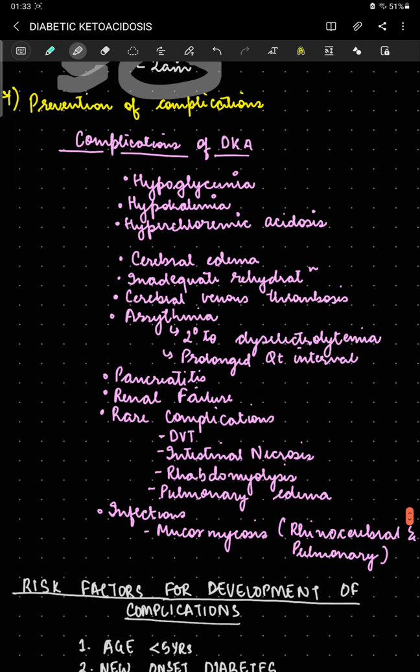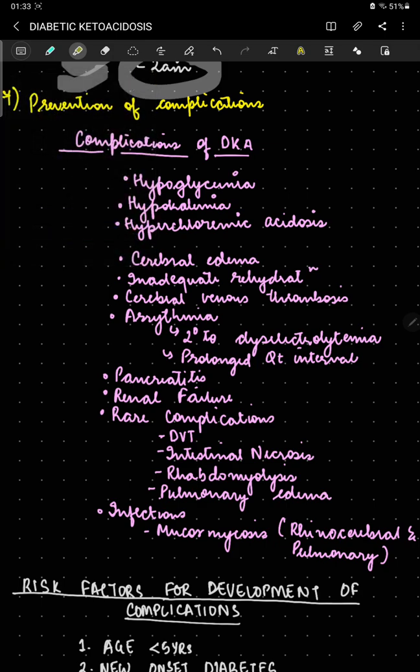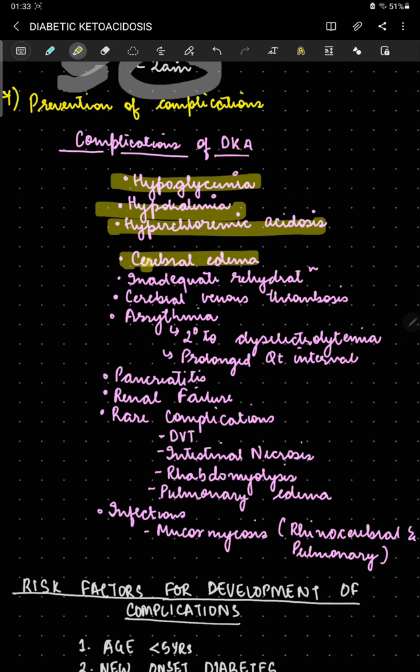Now last but not the least, we have to prevent the complications, right? So firstly, we need to know what all the complications that we can face. The most important ones are hypoglycemia, hypokalemia, hyperchloremic acidosis. Also a very life-threatening complication of DKA, that is cerebral edema. Signs of dehydration, inadequate rehydration. It can also happen that dehydration can lead to some venous thrombosis, and that may be the cause why the child got so sick, right?